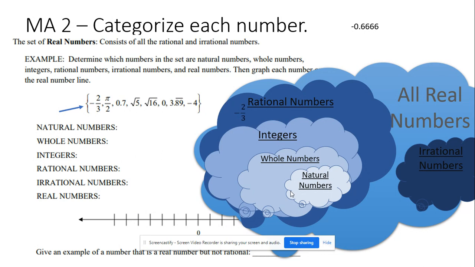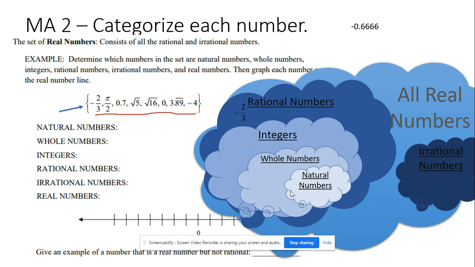Now it's time for your MA2. Your MA2 is for you to categorize each of these real numbers. These real numbers are the numbers that you see here in the brackets. So you are categorizing these real numbers. In order to categorize the numbers, you need to determine what category each belongs in: natural, whole, integer, or rational, which will make them all real numbers, or it could be irrational, which is also a real number.